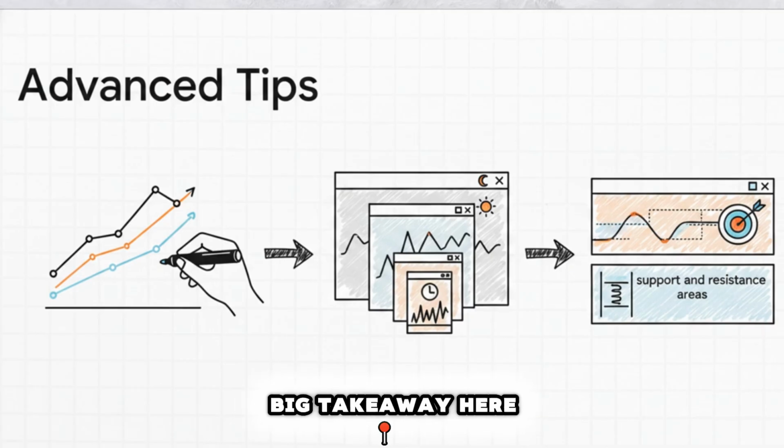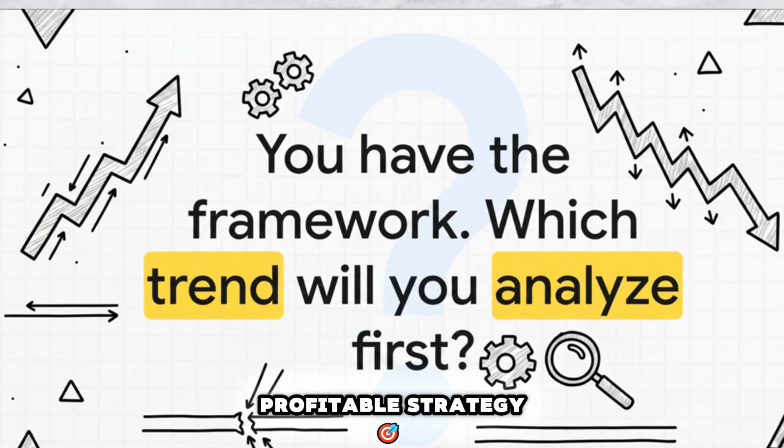So what's the big takeaway here? It's that a simple line, something anyone can draw on a chart, can become the bedrock of a consistently profitable strategy if you use it with a systematic and disciplined process. You now have that complete framework. So the only real question left is, which trend are you going to analyze first?